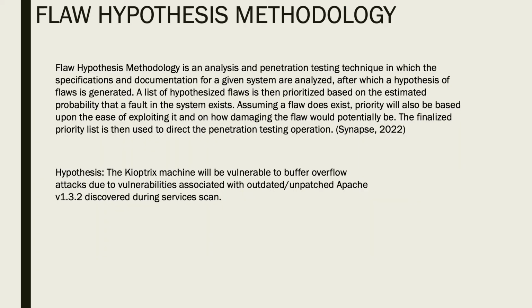Flaw hypothesis methodology is an analysis and penetration testing technique in which the specifications and documentation for a given system are analyzed, after which a hypothesis of flaws is generated. A list of hypothesized flaws is then prioritized based on the estimated probability that a fault in the system exists. Assuming a flaw does exist, priority will also be based upon the ease of exploiting it and on how damaging the flaw would potentially be. This finalized priority list is then used to direct the rest of the penetration testing operation.